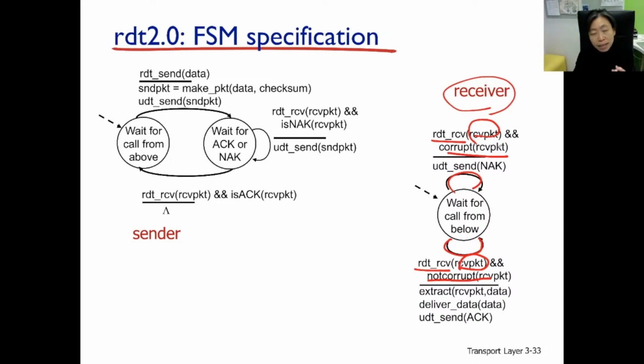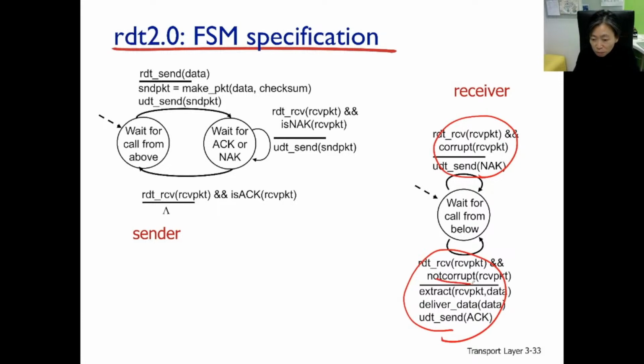One is if the packet does have bit error, meaning the packet is corrupted. Then you need to do what? Send the negative feedback. So UDT send. So UDT send is what? To send the data down to the network layer. And so the receiver is sending the data down to the network layer. Network layer is going to send it back to the sender. So UDT send NAK is the action being triggered. And the receiver comes back to wait for call from below. So it could be a correct data packet, it could be an incorrect data packet, depending on which is the case. So incorrect calls this arc, correct calls this arc.